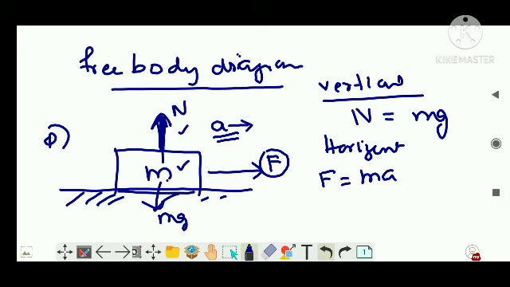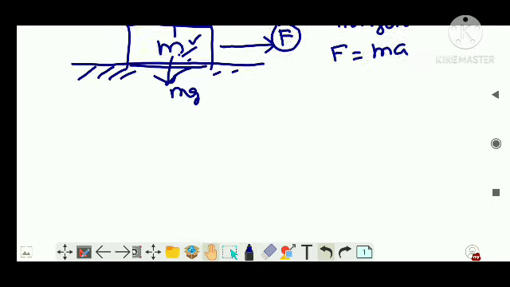Right? Force has to be equated. Due to this acceleration, this mass is moving. So I will write F is equal to ma. Clear? I will do a lot of problems.